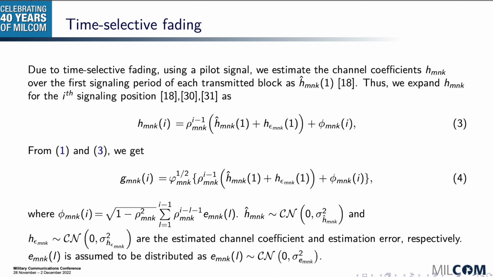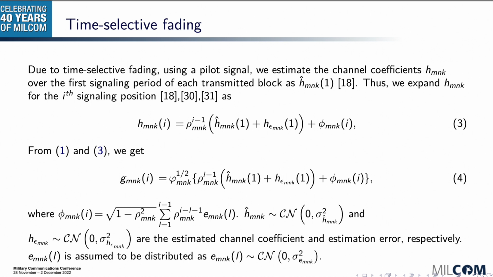Coming to the time selective fading. Due to the time selective fading, using a pilot signal, we estimate the channel coefficient h_mnk over the first signaling point of each transmit block, and the estimated version is represented by ĥ_mnk. As it is the first signaling point, we use 1. Thus, we expand h_mnk for the ith signaling position in terms of the first signaling position like this: h_mnk[i] is equal to ρ_mnk^(i-1) h_mnk[1] plus the error part ε_mnk.